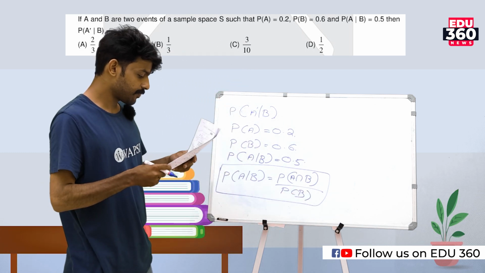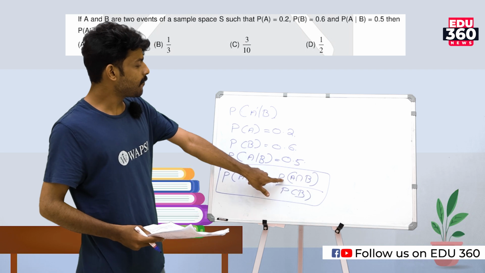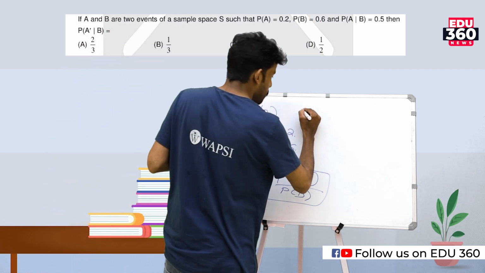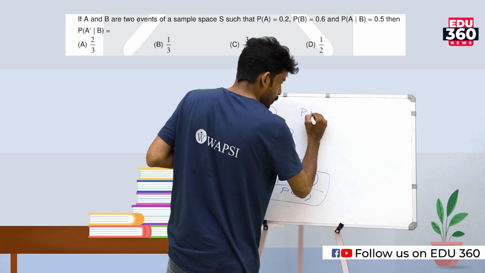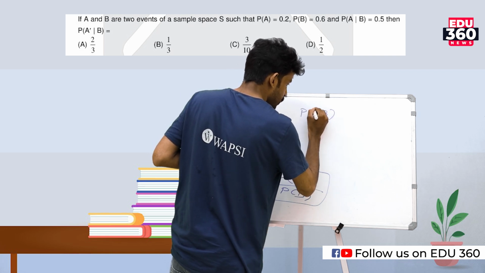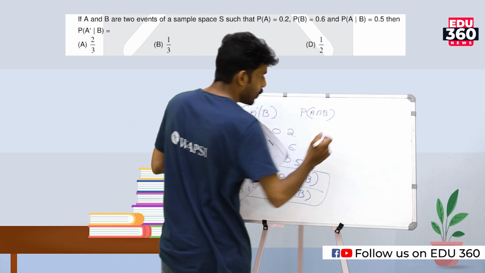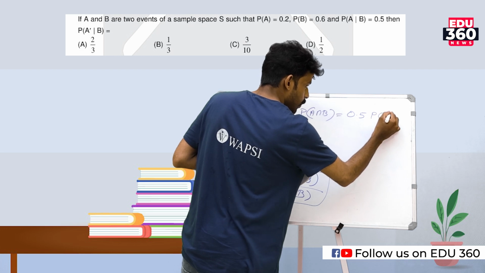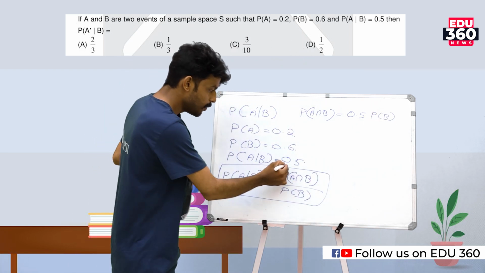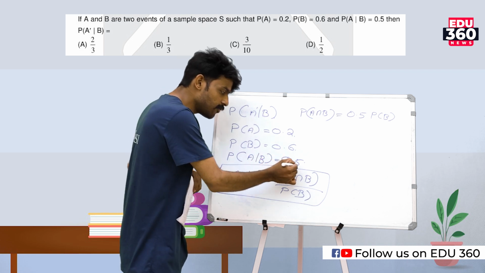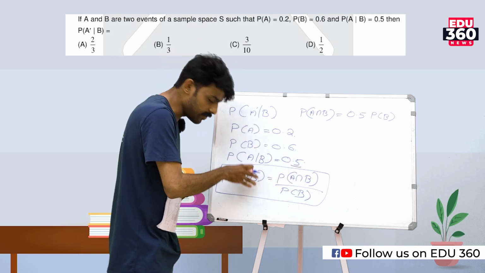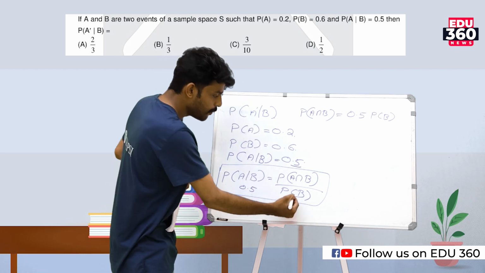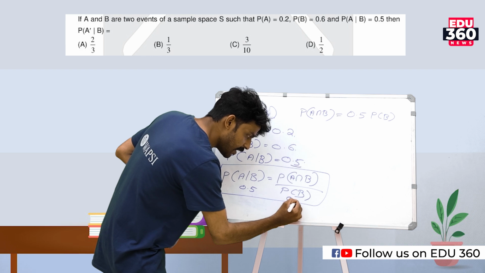So hereafter, what is the value of P of A intersection B? Simply we can find the value of P of A intersection B. P of A intersection B will be equal to 0.5 into P of B. From where? Because it's already given, P of A bar B, the value is already given. So just substitute the values in this formula. So that is P of A bar B, that is 0.5, the value is already given. P of B, the value is already given, that is 0.6.